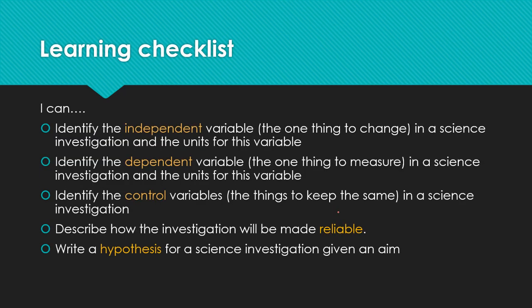So this video has been about identifying the independent variable, the one thing to change, the dependent variable, the thing to measure, and the control variables, the things to keep the same that might influence the result, so that our investigation is a fair test and it is valid. How we're going to make it reliable by repeating our trials, and how to write a hypothesis.